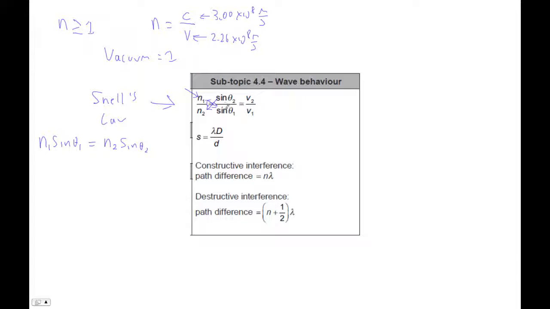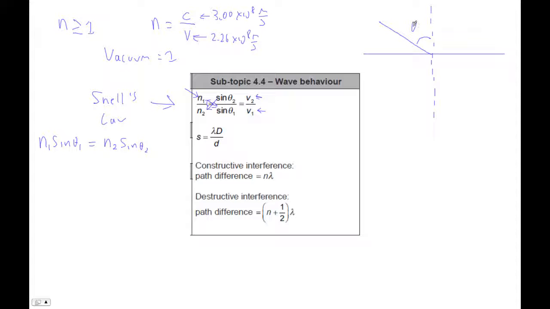IB writes it this way because I think they want to do the whole thing with the velocity, right? Notice that these little subscripts reverse, right? So n1, n2, sine theta 2, sine theta 1, v2, v1, right? And this would be the velocity in the medium. So these are velocities, right? This is the angle of refraction. So remember, angle of refraction is this guy. And they always like to catch you on that, right?